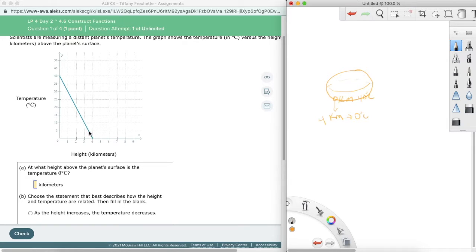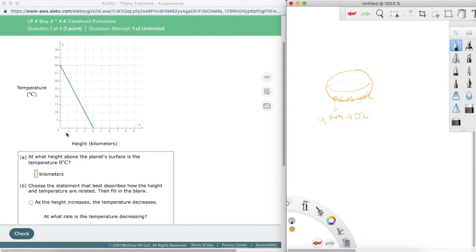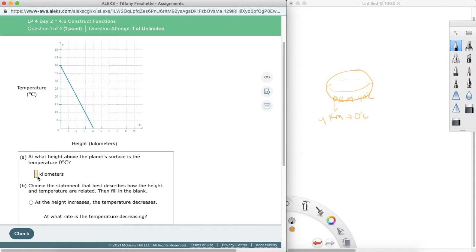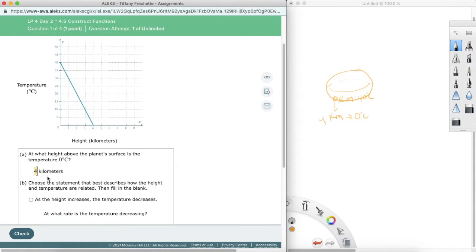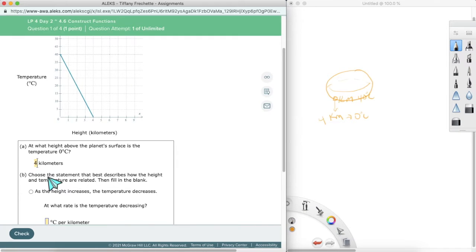So I want to pay attention to that because we're going to have to answer a question just like that in a minute. So at what height above the planet's surface is the temperature 0 degrees Celsius? So we want it to be here, 0 degrees. So we already kind of answered that in my little diagram here. That would be 4 kilometers. So we'll type in 4 kilometers, not 4 degrees Celsius. Jeez Louise, mixing up my units there.